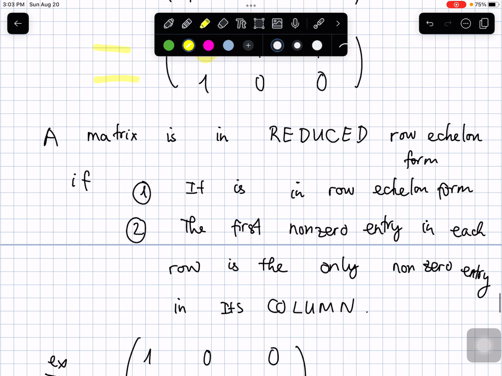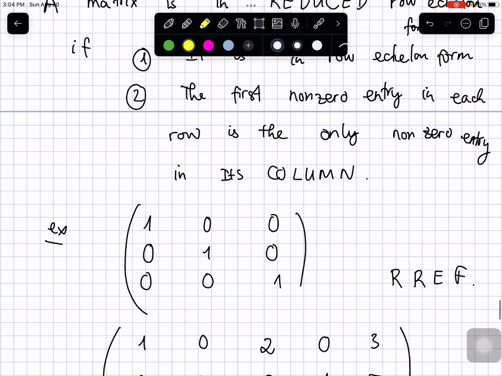A matrix is in reduced row echelon form if 2 conditions are satisfied. The first condition is that it is in row echelon form, and the second condition is that it is reduced. What does that mean? The first non-zero entry in each row is the only non-zero entry in its column. For example, this matrix is in reduced row echelon form.